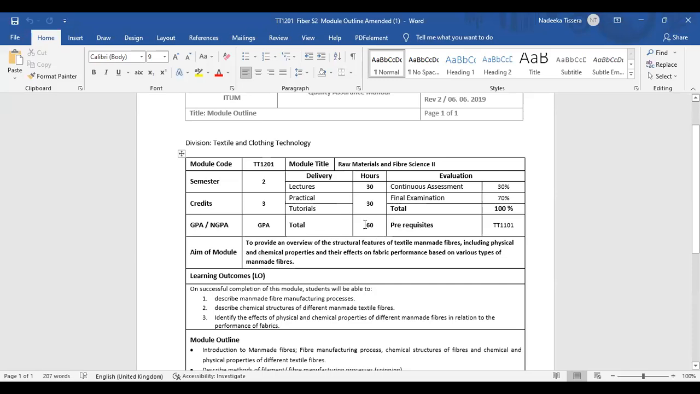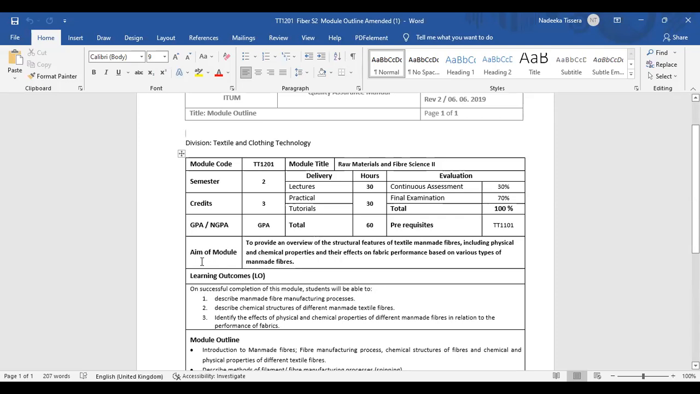To assess your knowledge about this module, we are going to have 2 sections. Your knowledge will be assessed through a final examination, which carries 70% of your marks from the total. And then your continuous assessment will carry 30% of your final mark. Okay, is this clear? Please do let me know.